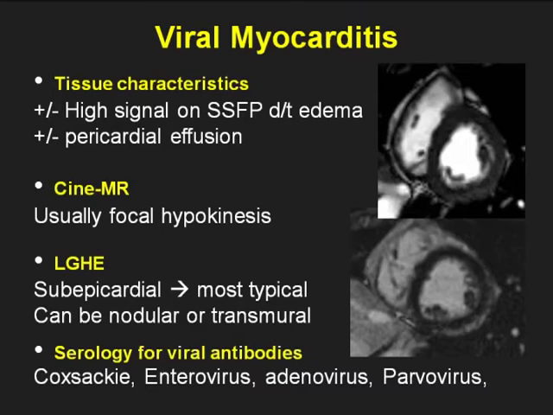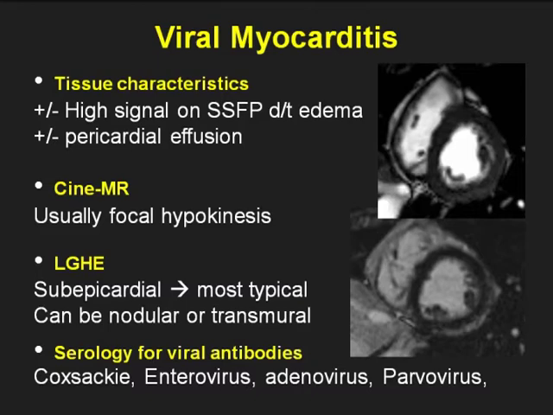These people could have pericardial effusion, sometimes with pericardial enhancement. The cine MR is usually focal hypokinesis, but for instance in this case, the hypokinesis was subtle. It depends on how much of the myocardium is involved to appreciate that hypokinesis. The most typical pattern of delayed enhancement is subepicardial, as I showed you here, but sometimes it can be transmural, it could be mesocardial or nodular.